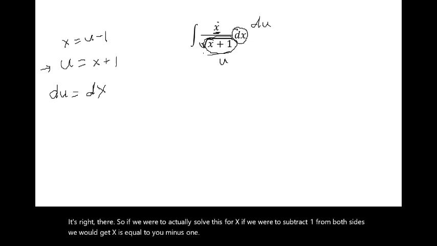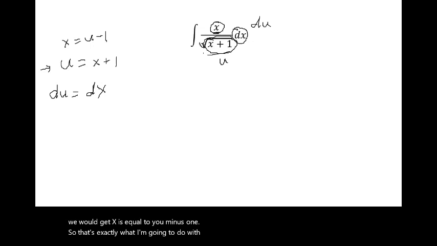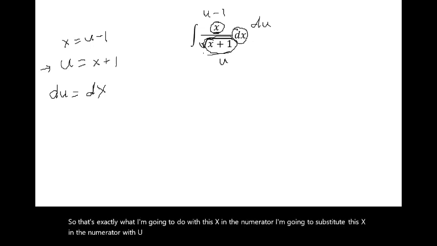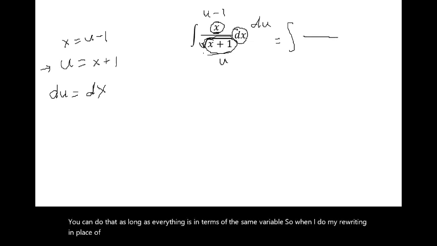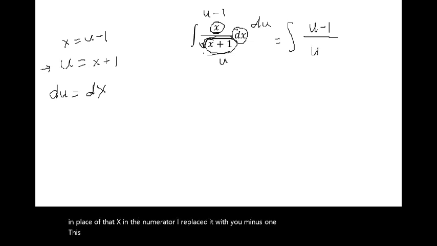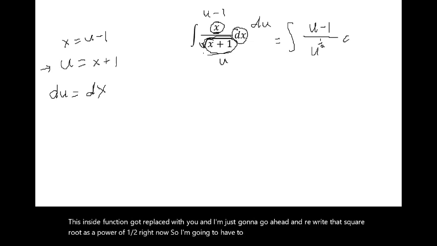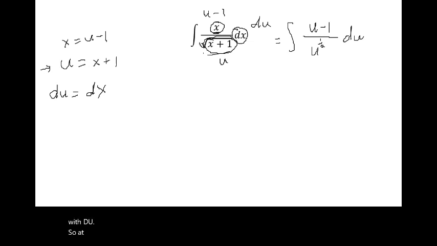So that's exactly what I'm going to do with this x in the numerator. I'm going to substitute this x in the numerator with u minus 1. You can do that as long as everything is in terms of the same variable. So when I do my rewriting, in place of that x in the numerator, I replaced it with u minus 1. This inside function got replaced with u, and I'm just going to go ahead and rewrite that square root as a power of 1/2 right now, because I'm going to have to anyway. And then dx got replaced with du. So at least everything is in terms of the same variable.